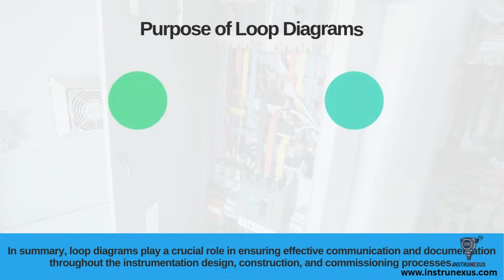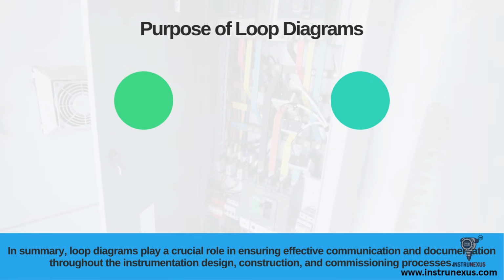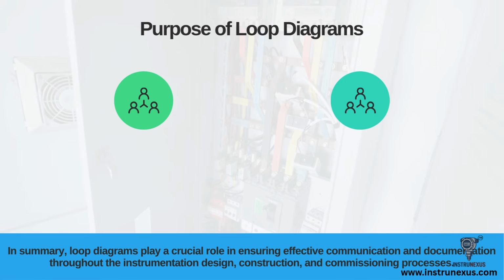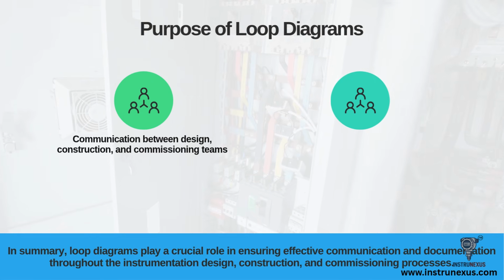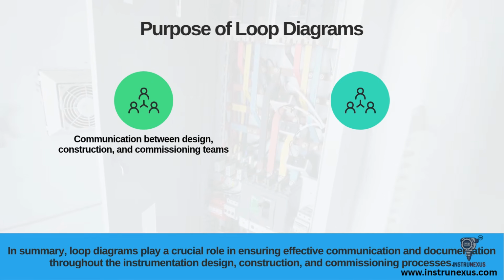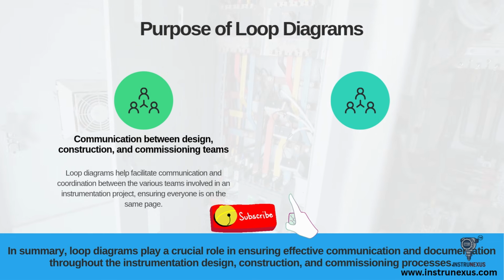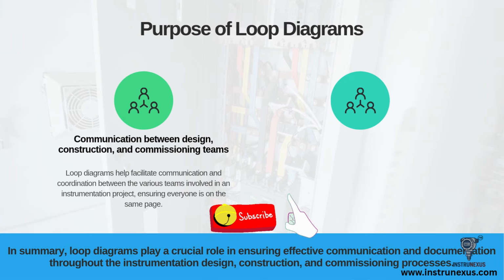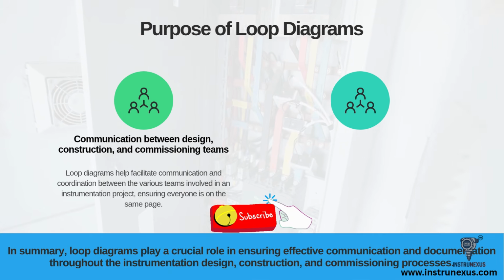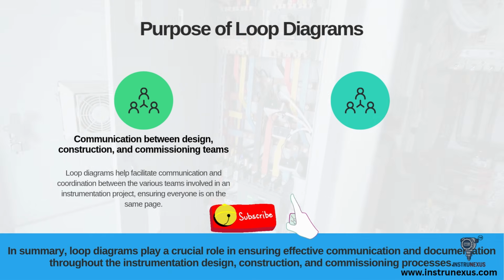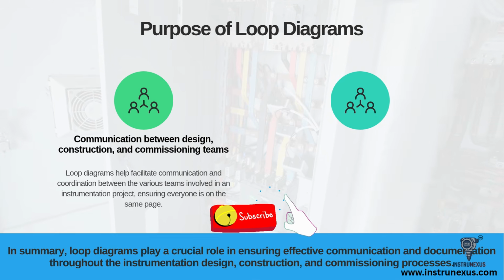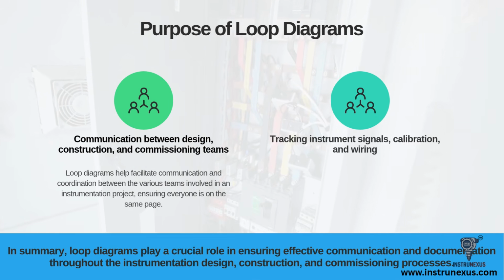Let's dive a bit deeper into the specific purpose of these diagrams. As we mentioned, their first key role is to facilitate clear communication and coordination between the various teams involved in a project. The design team creates it, the construction team builds from it, and the commissioning team verifies against it. The loop diagram ensures everyone is on the same page. Their second major purpose is tracking.